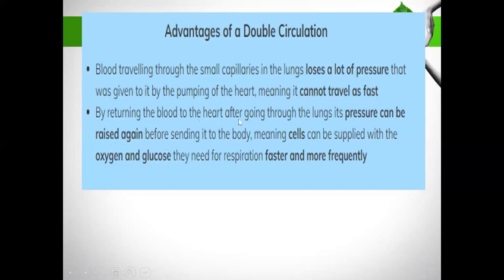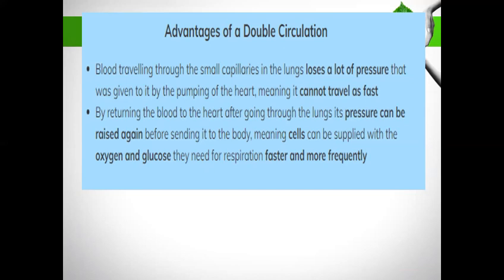By returning the blood to the heart after going through the lungs, its pressure can be raised again before sending it to the body, meaning cells can be supplied with the oxygen and glucose they need for respiration faster and more frequently, because each and every cell needs oxygen. So this oxygen is supplied by the circulation of blood. Each cell gets oxygen and glucose, and when oxygen and glucose react together, they make energy, and this energy is important for life.